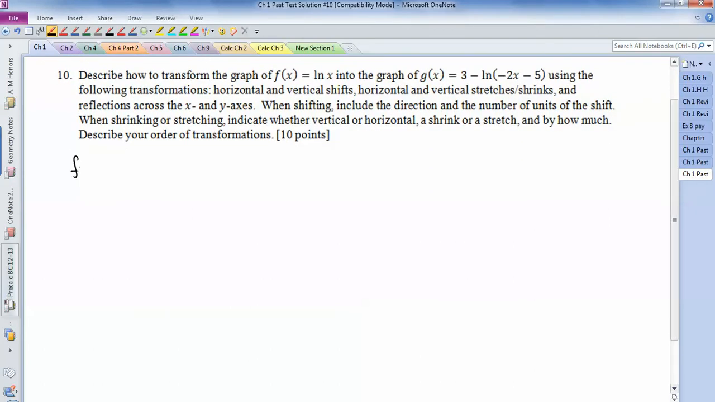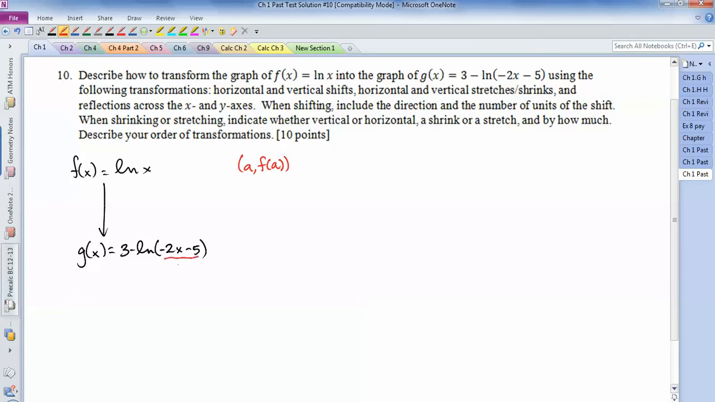So I'm going to put down the original function here, and then we've turned it into our new function down here. Let's say this: g of x equals 3 minus ln of negative 2x minus 5. So for the first one, our general point is a comma f of a. But before I do the general point on the second function, I want to put it in a nice form.